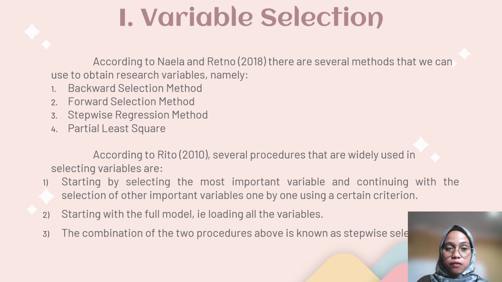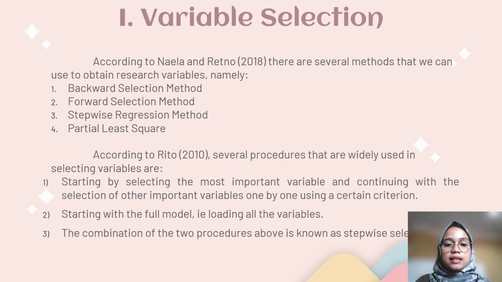The second is the forward selection method. The forward selection method is a step forward where the independent variables are entered one by one according to the order of magnitude of their influence on the model, and it stops when all the independent variables that affect the dependent variables have been entered.